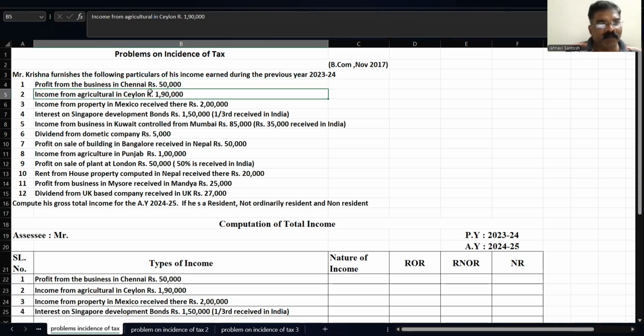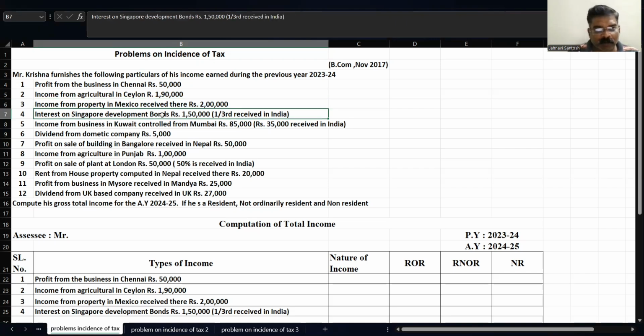Okay. The second, income from agricultural in Ceylon. Ceylon basically is in Sri Lanka. So this we can directly say as a foreign income. Income from property in Mexico received there, rupees 2 lakh. See, Mexico basically comes in America. It's an American country, but it's a separate country. But it falls in Northern America. So Mexico directly we can say as a foreign income, since nothing is received in India. The property is in Mexico, received in Mexico, earned in Mexico. So basically, we treat that as a foreign income.